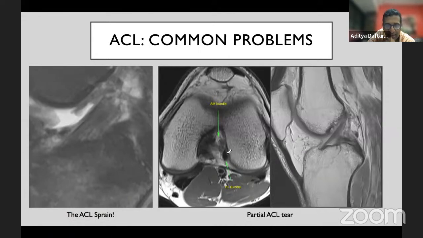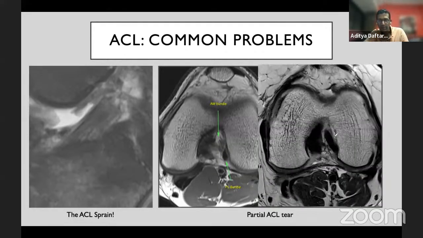And you can see the posterolateral bundle is dark and intact. The anteromedial bundle has very low signal here. Compare this to a normal ACL, where you can see both bundles very dark. So this is how you would tell a single bundle partial ACL tear. Along with the bone marrow edema at the femoral attachment, you can see that the ACL femoral attachment is smaller than it usually should be.